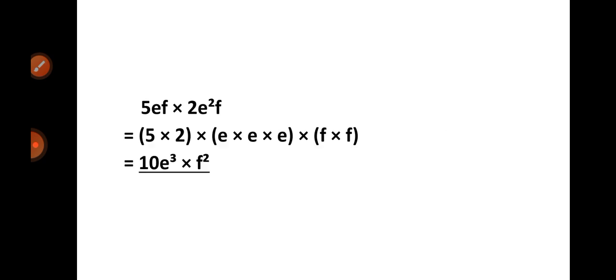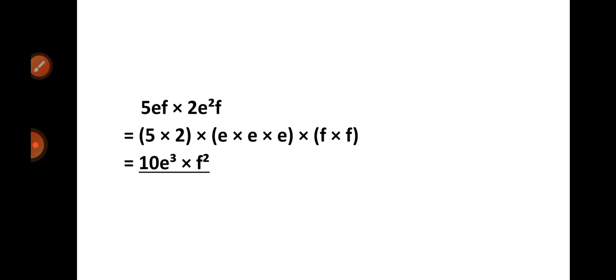That is all. Then we have also 5ef times 2e squared f. Let's rearrange this and solve it so we know what we have here. We have 5 times 2. Those are the first numbers that we have, so we collect them. 5 times 2 in the bracket close, times how many e, because we start the arrangement accordingly from 5 to e to f. How many e's do we have?